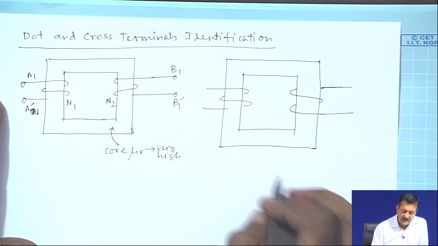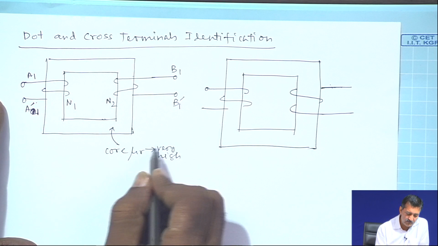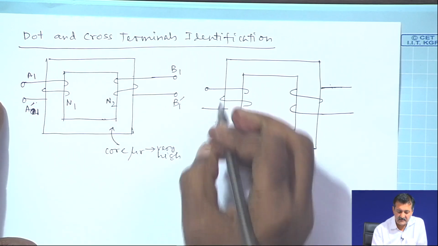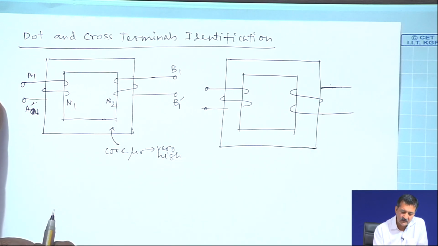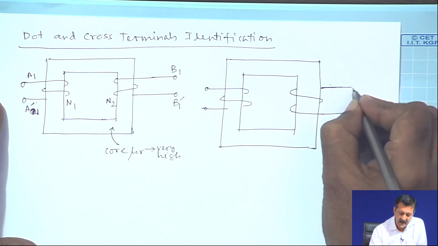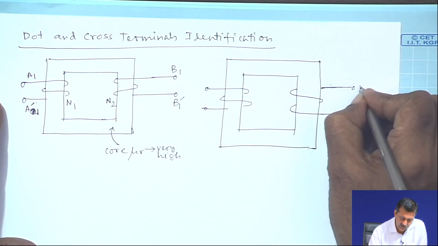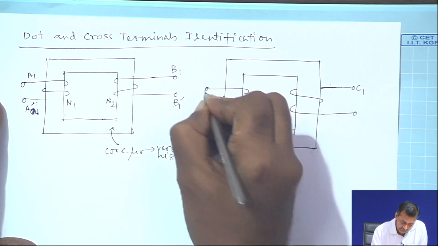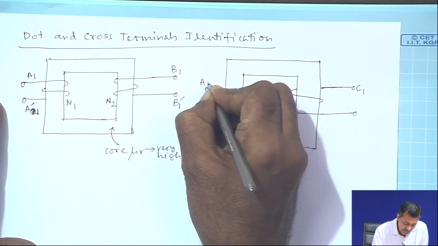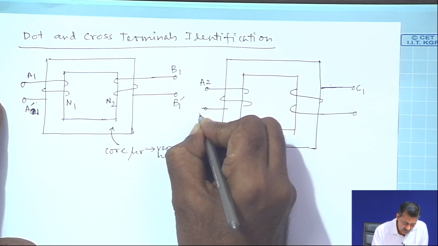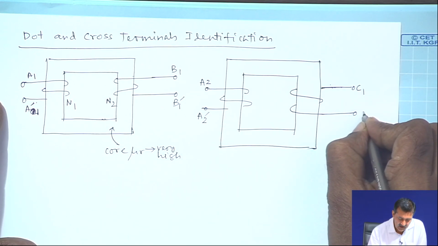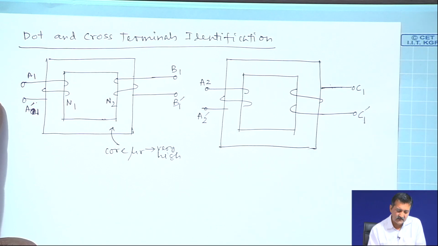So, this is the essential structure, formed of magnetic material with a coil wound, and then there is another. These are two versions of the transformer I have shown. In one case the winding is done in this manner, in another case the winding is done in this manner. Let us name it C1, let me call it A2 and A2 dash, and this we call C1 and C1 dash.